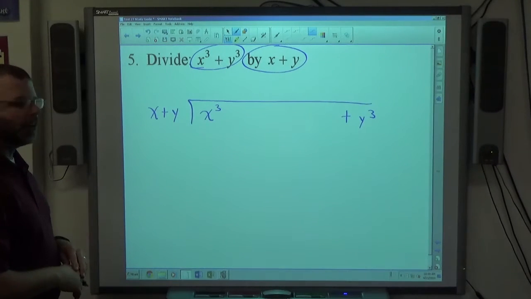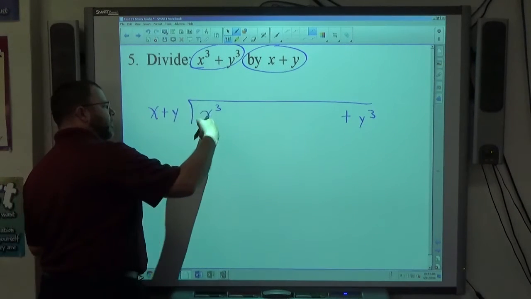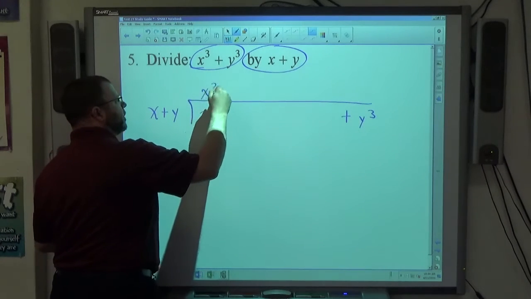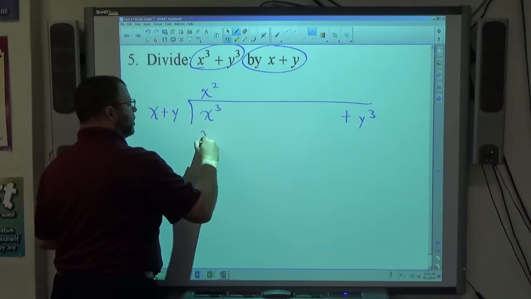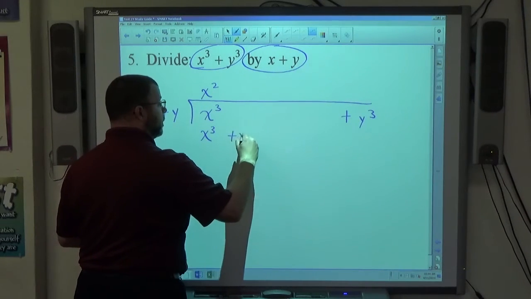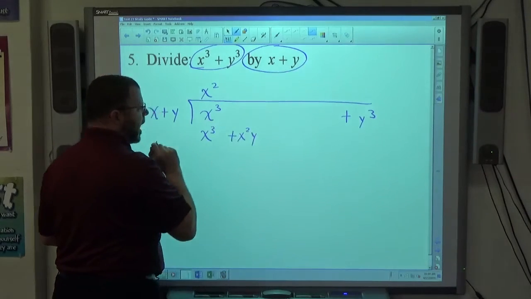It's division like it always has been. Long division, we're going to take this divided by this to get the answer. So x cubed divided by x makes x squared. X squared times x is x cubed. X squared times y is x squared y. Y doesn't match y cubed, so I'm just going to put that in the gap.